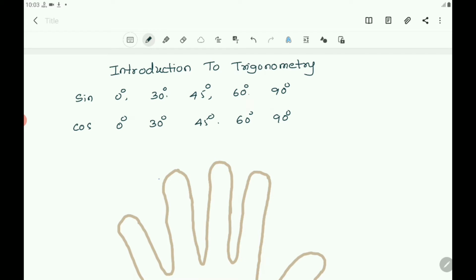Here you know that sin 0 is 0, cos 0 is 1, sin 30 is 1 by 2, cos 30 is root 3 by 2, sin 45 is 1 by root 2, cos 45 is 1 by root 2, sin 60 is root 3 by 2, cos 60 is 1 by 2, sin 90 is 1, cos 90 is 0.